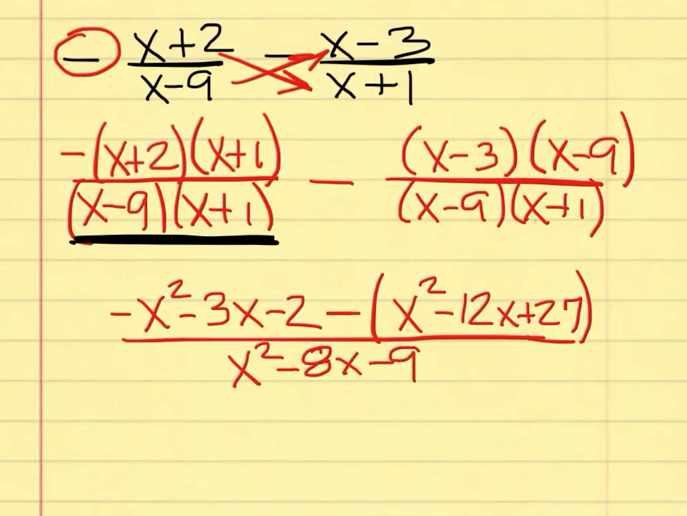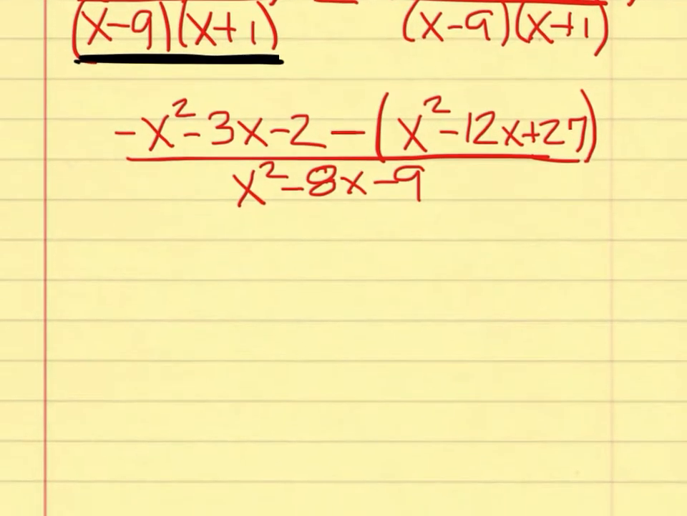What is my next step? Simplify the top. That's right, simplify the top. So, when we simplify the top, we're still going to have negative x squared minus 3x minus 2. But now what's going to come after that point?